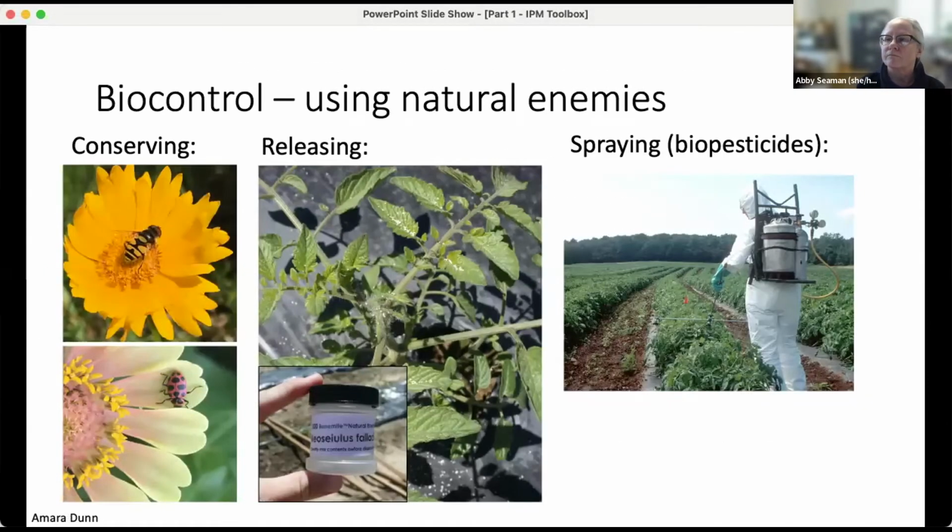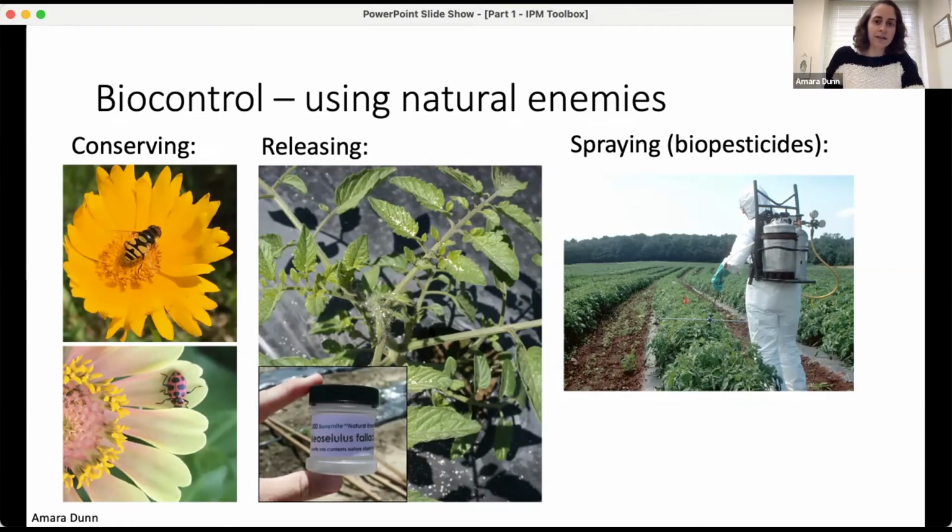All right, this is me. So biological control, using living organisms or natural enemies to manage pests, is an important IPM tool. And there are different ways that we use biological control. So this middle one is showing releasing natural enemies of pests. And this might be the one that you think of first.